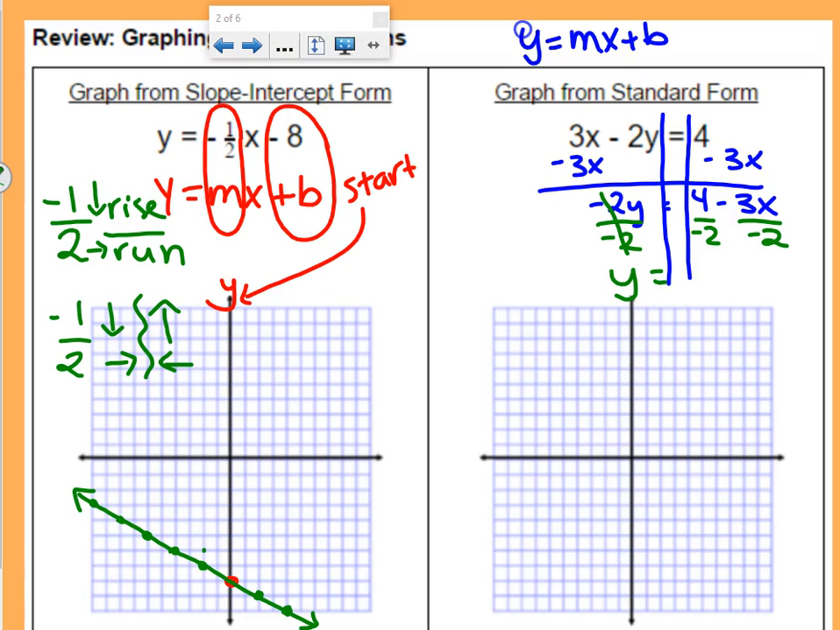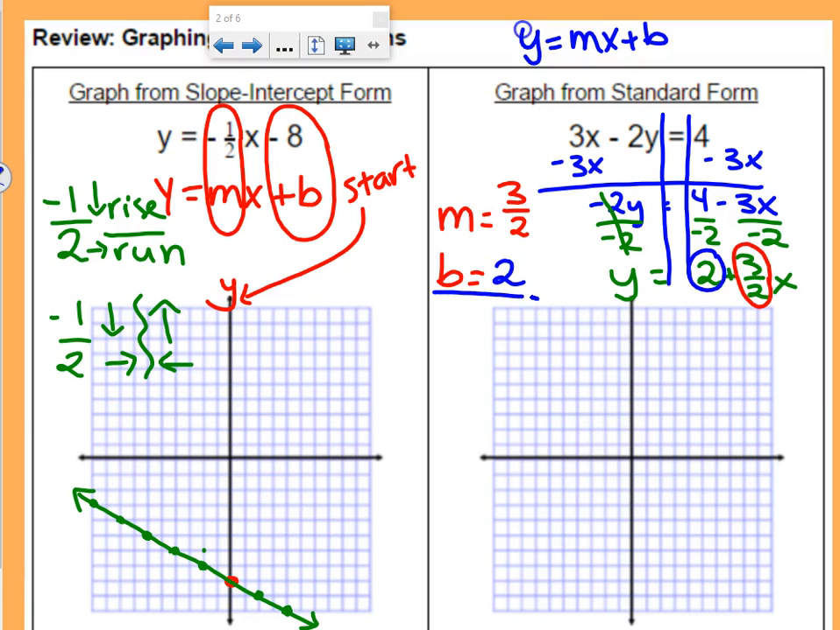Y equals 4 divided by -2 is 2. -3 divided by -2 is +3/2x. Now we can identify our m and our b, but be careful with this. M is not going to be the first number, it's going to be that number next to x. So it's going to be 3/2. Our b is going to be the number all by itself, the 2.